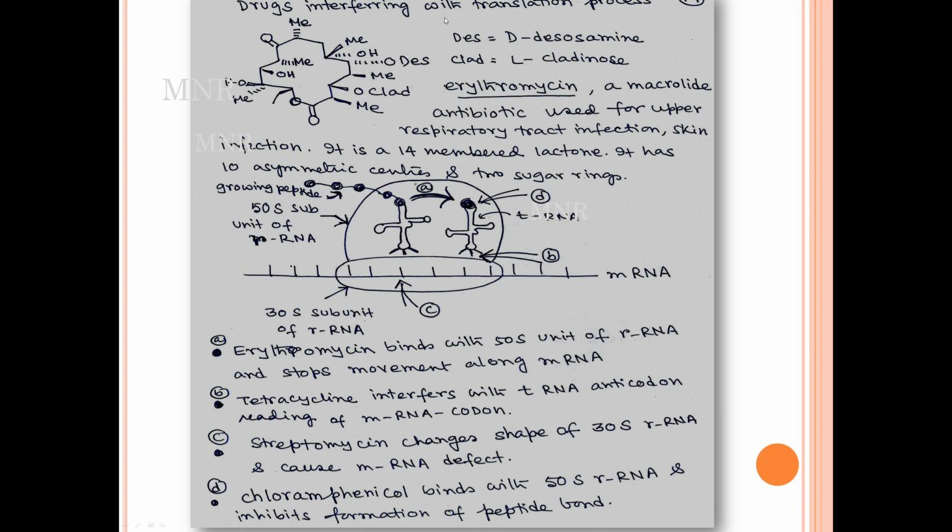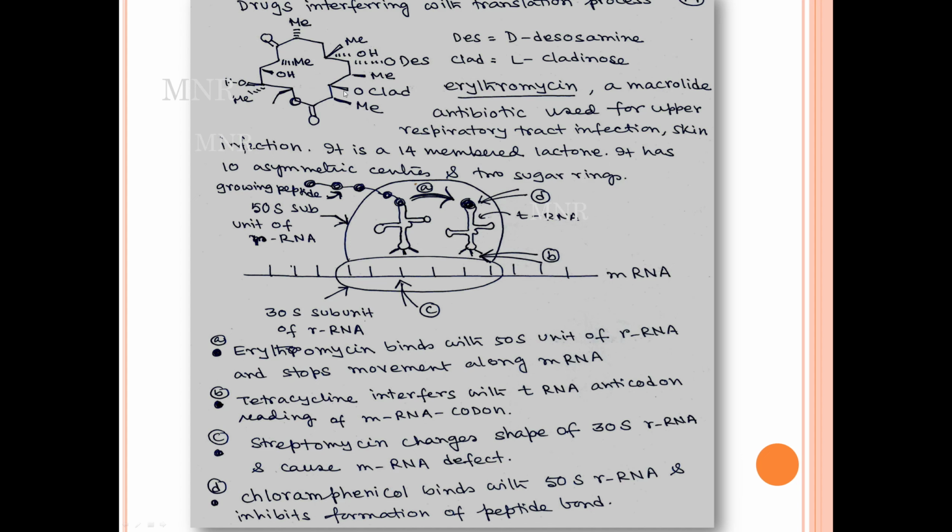Now next are the drugs interfering with the translation process. Translation is directly related to the ribosomal RNA and protein biosynthesis. So this is erythromycin, that is the macrolide antibiotic. This is a big ring lactone. It's actually a 14-membered ring. And here you see, if you count, this is 1, 2, 3, 4, 5, 6, 7, 8, 9, 10, 11, 12, 13, 14. It's a 14-membered ring, a macrocyclic lactone.